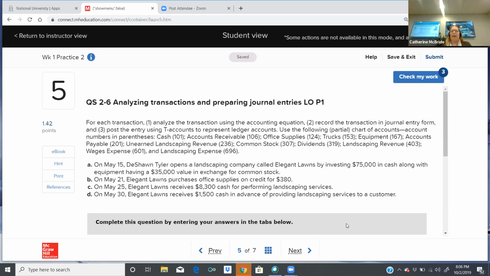Now, next to that, you're going to write down whether it increased or decreased. I like to just put an arrow up or an arrow down. So cash, did cash increase or decrease? Cash increased. We have $75,000 more than we did before. Did equipment increase or decrease?